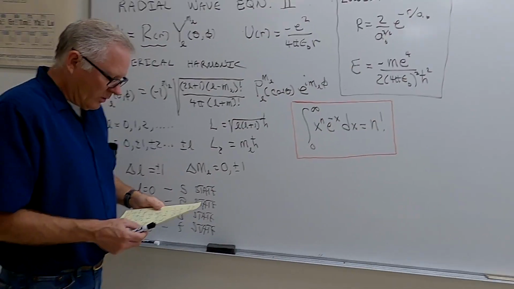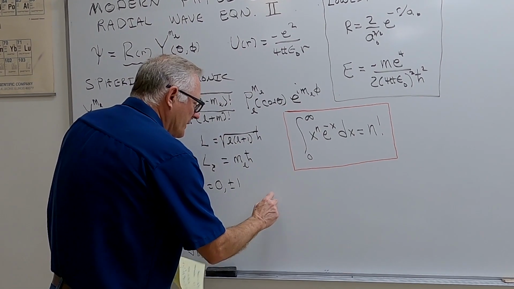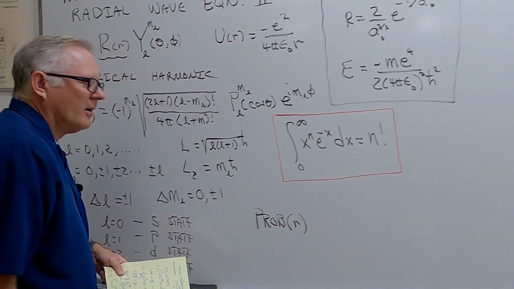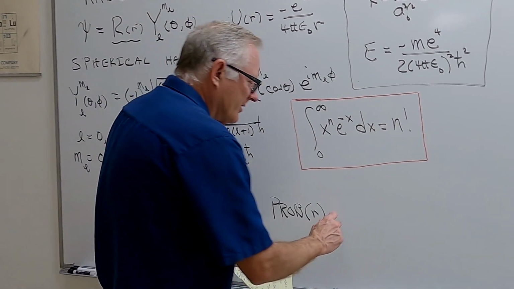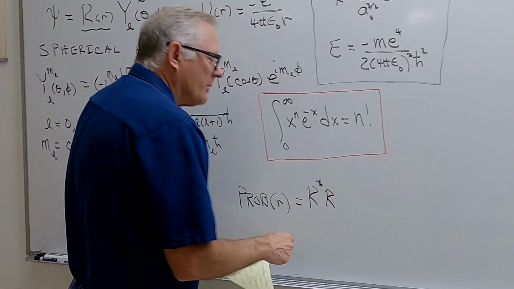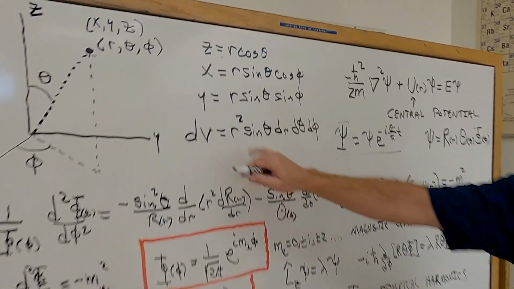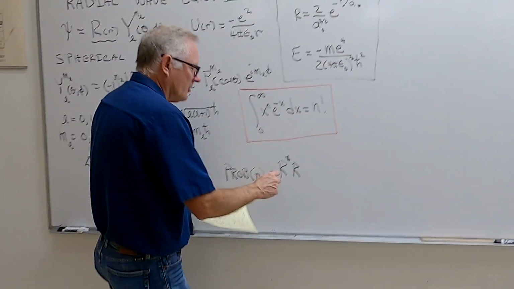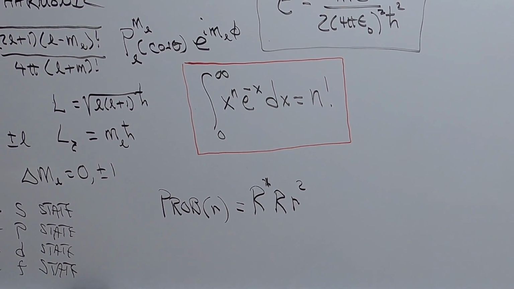Now, if we just wanted to know what the probability was as a function of R, remember, most of the time our probability was psi star psi, but we have to include the R squared in there. So it's really R star R, but you have to put the R squared in there, because when I sum it up from 0 to infinity, it better give me 1. So that's the probability as a function of R.